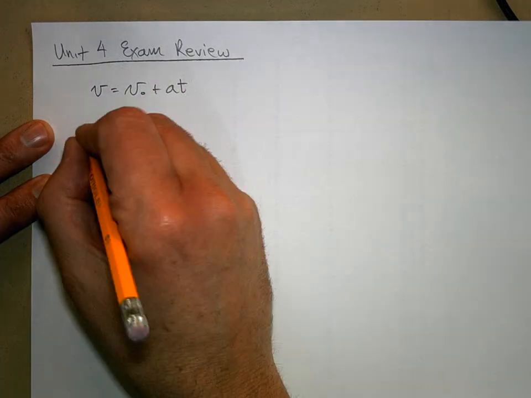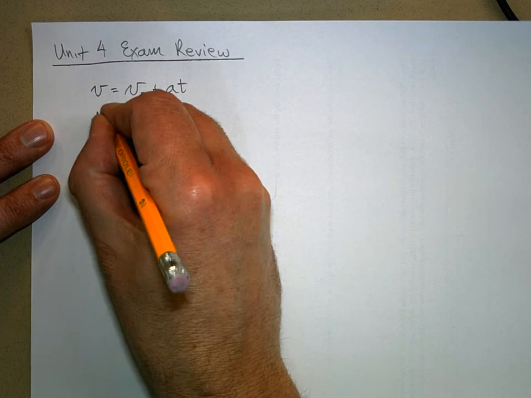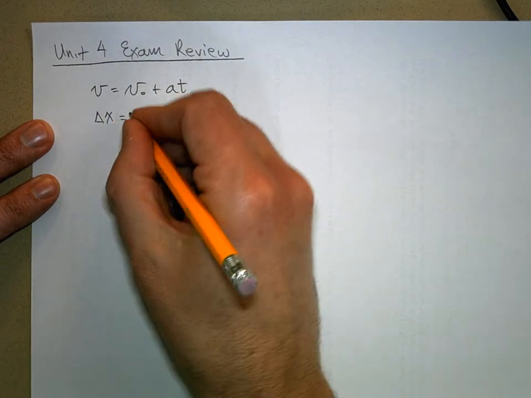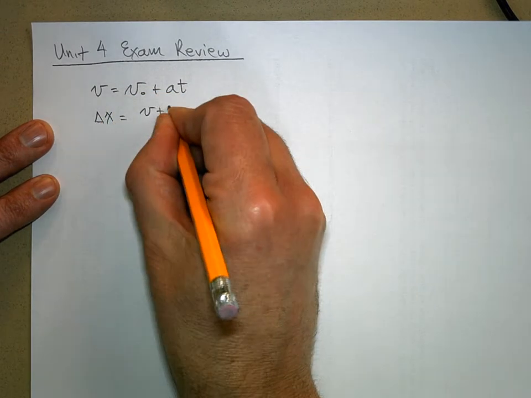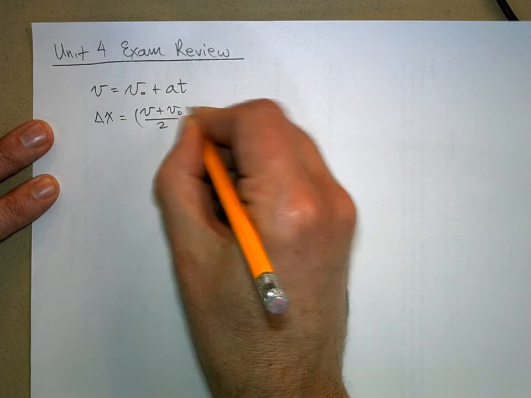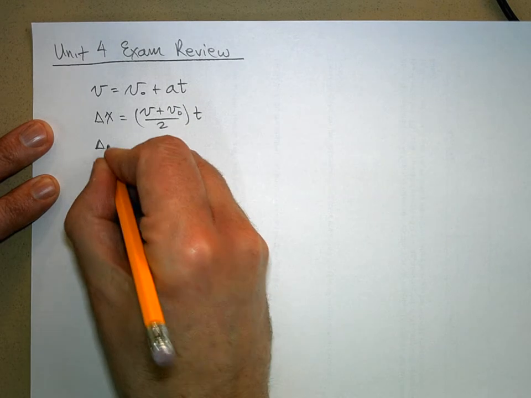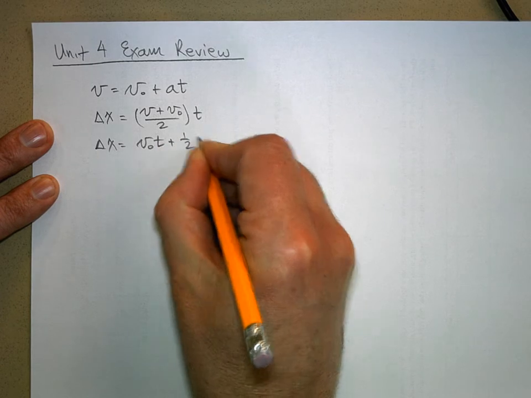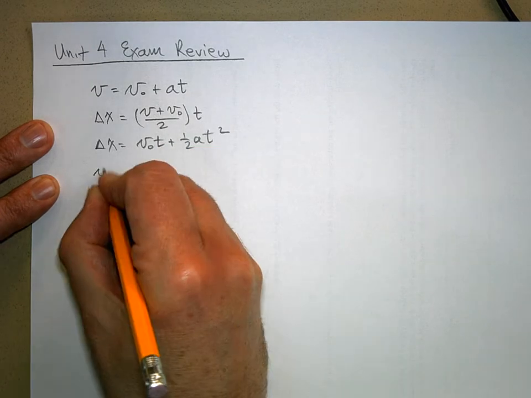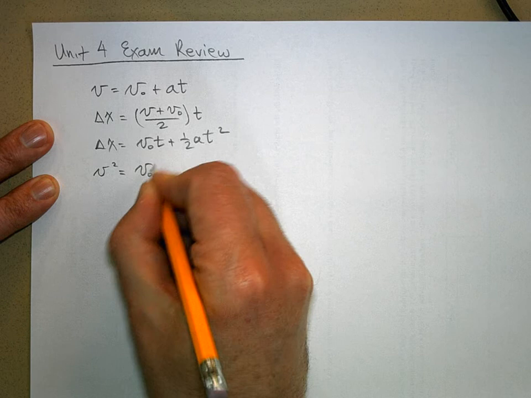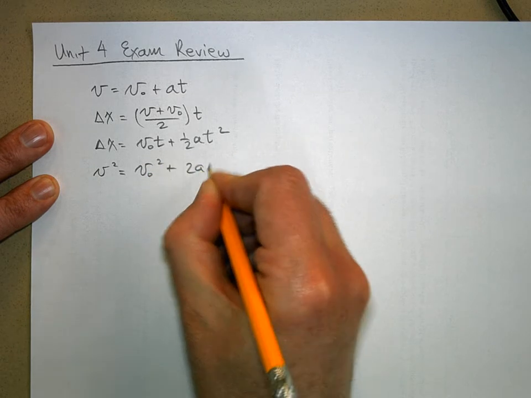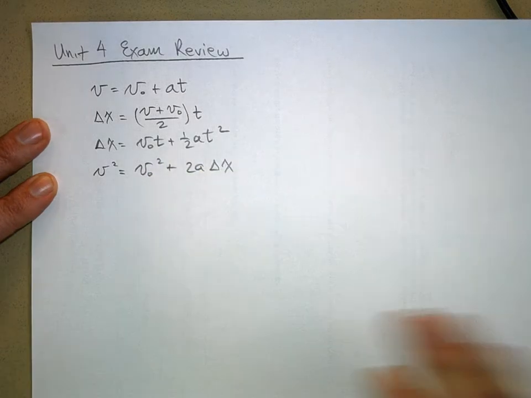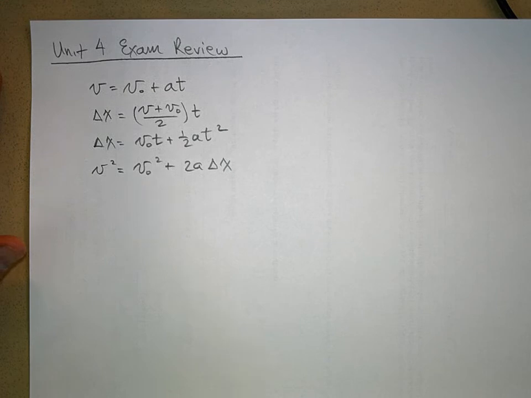But for sure, you will need this: delta x or delta y equals (v plus v naught) over 2 times time. So these are the 4 kinematic equations. Make sure you know those.